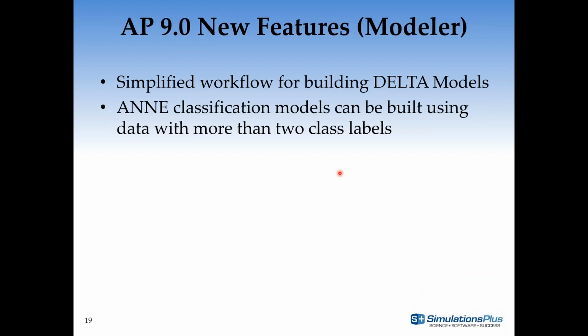Okay, we've added some new features related to ADMET Modeler. One of them was to simplify the workflow for building what we call delta models. I have a couple of slides to talk about that. And then we've extended the neural network method of building classification models. Again, these are typically the yes-no type of models. We've extended this to be able to work on data with more than just 2 class labels. So I'll show one slide to explain that.